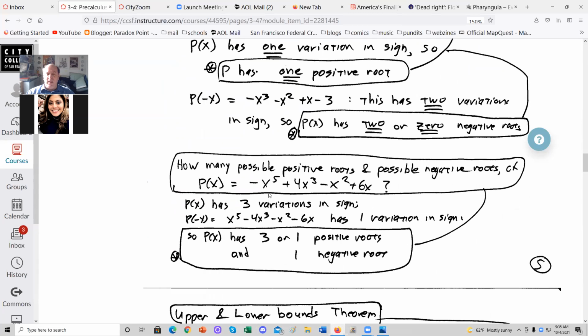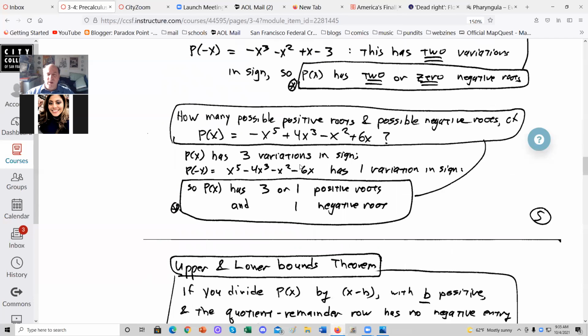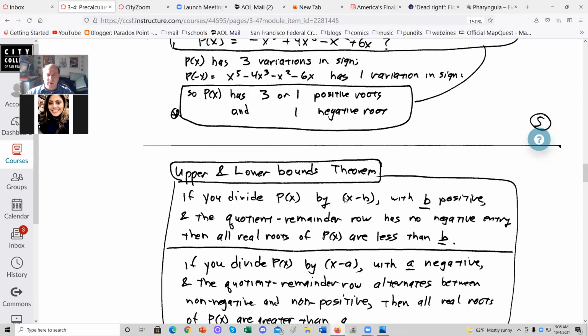Here we have minus x to the 5th plus 4x cubed minus x squared plus 6x. How many possible positive roots and how many possible negative roots? We look at p of x. We have 1, 2, 3 variations of sign. And p of -x is x to the 5th minus 4x cubed minus x squared minus 6x. That's just one variation in sign. So p has 3 or 1 positive roots, and has only 1 negative root.